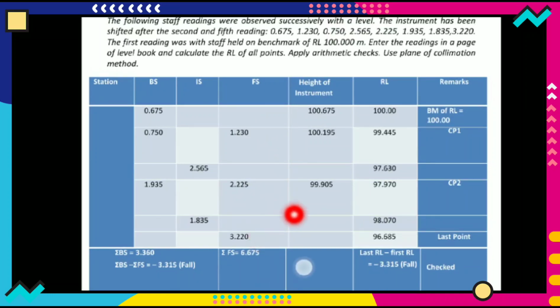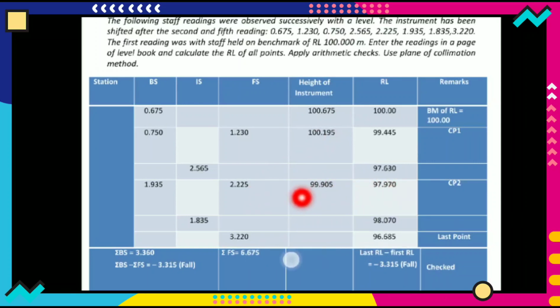6.675. The first reading is taken on the benchmark with a reduced level of 100. So this is our benchmark. What is HI? HI is the RL of the benchmark plus backsight. So 100 plus 0.675 is equal to 100.675. Then this minus this reading is equal to this. After this reading we take a backsight, and the backsight is always added. So this point plus backsight is equal to the new HI. This reading minus this reading is equal to this. This reading minus this reading is equal to this.